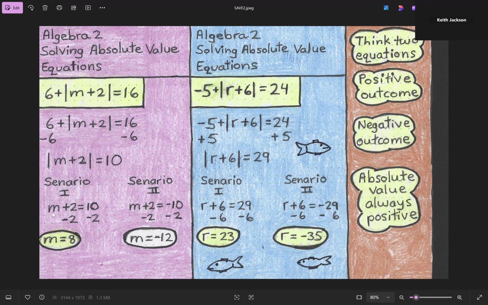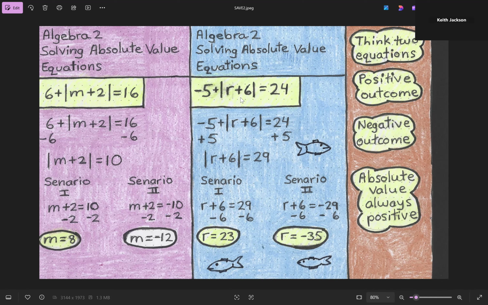Let us try scenario one, in which we have m plus 2 is equal to 10. Balance the equation by subtracting 2 from both sides, and we have m is equal to 8. In our other scenario, we will have m plus 2 is equal to a negative 10. If we subtract 2 from both sides, then m will be equal to a negative 12. When we plug these two outcomes in, we will get the absolute value that will match this particular absolute value equation.